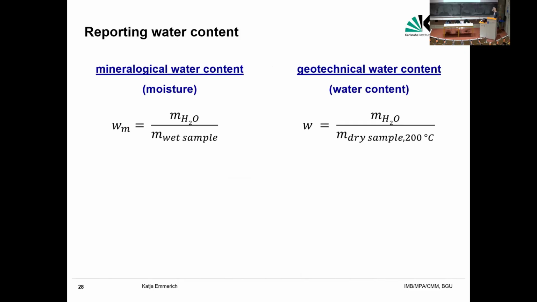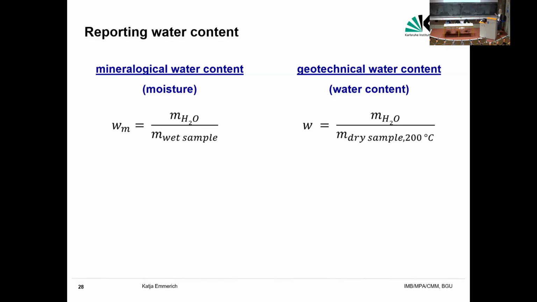Coming back to the water content, depending on the community where you work, like soil science, mineralogy, or civil engineering, geotechnical engineering, there are different ways to calculate the water content. So I think for soil scientists and clay mineralogists, the more common way to calculate the water content is to relate the mass of water to the initial weight of the sample. We call it the wet sample because it still contains the water. In civil engineering, geotechnical engineering, the water content is calculated related to the dry mass of the sample, after you determine the mass loss by heating.